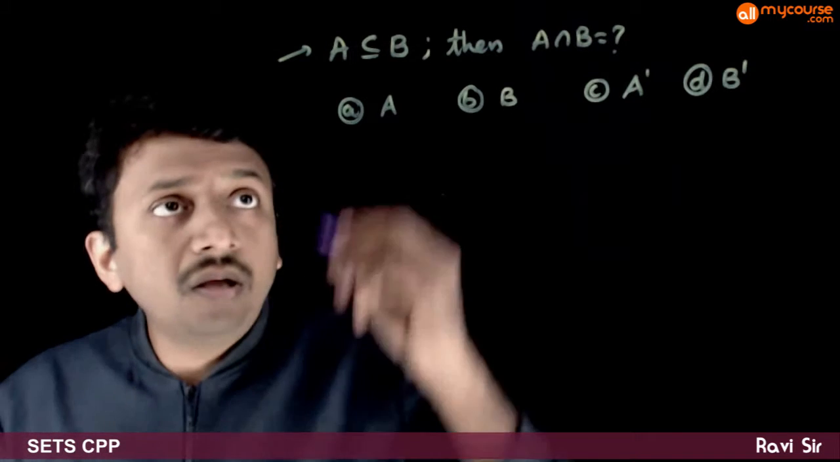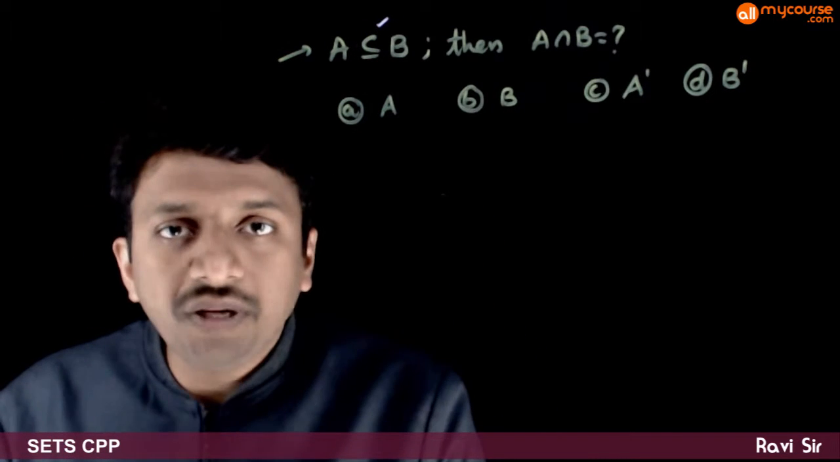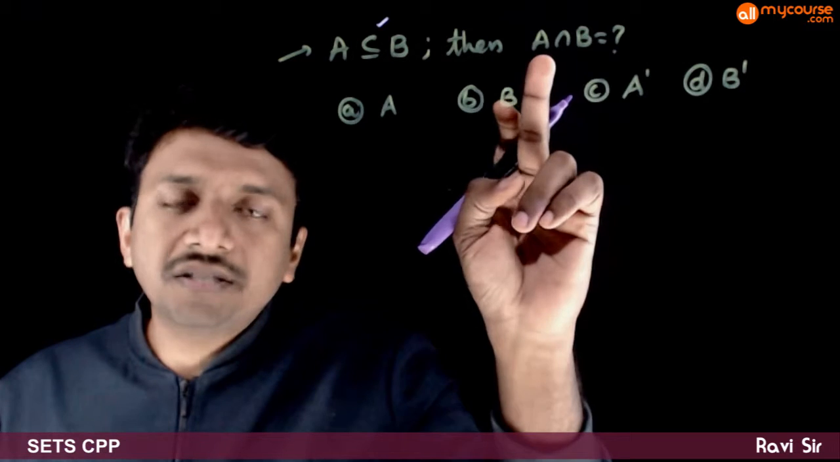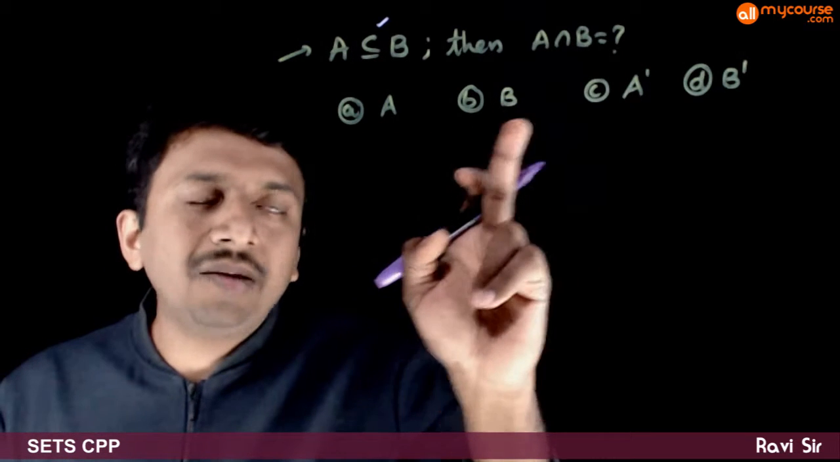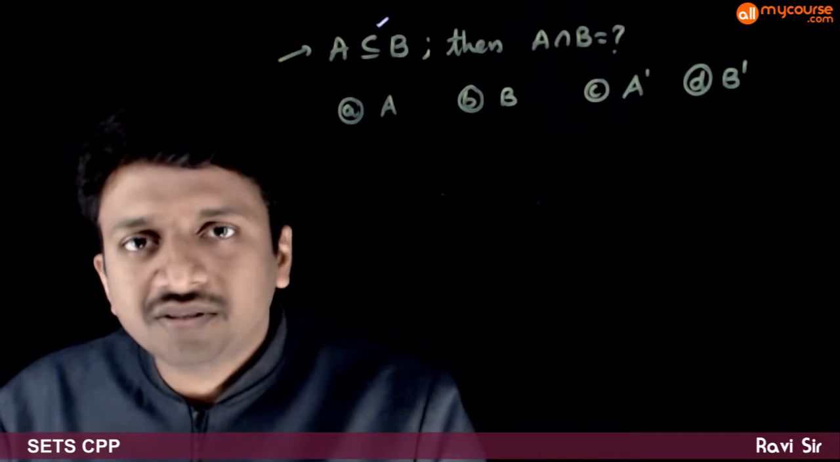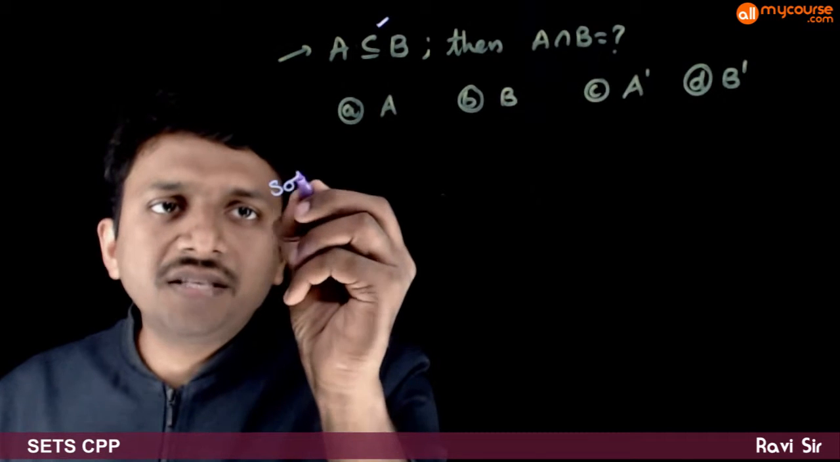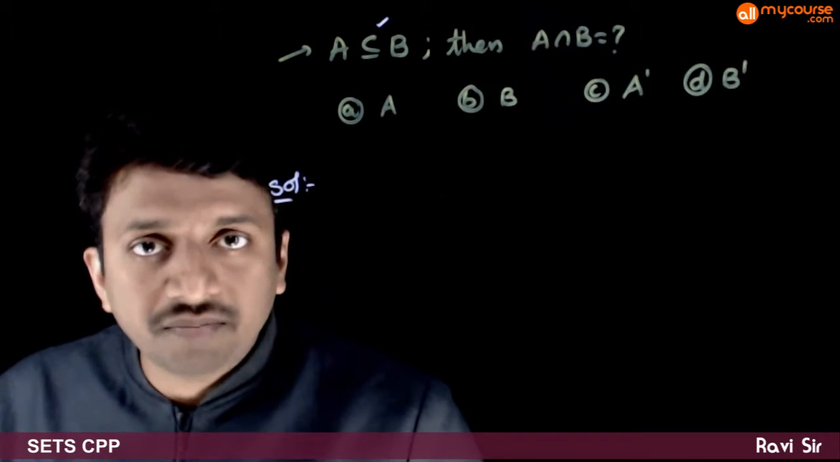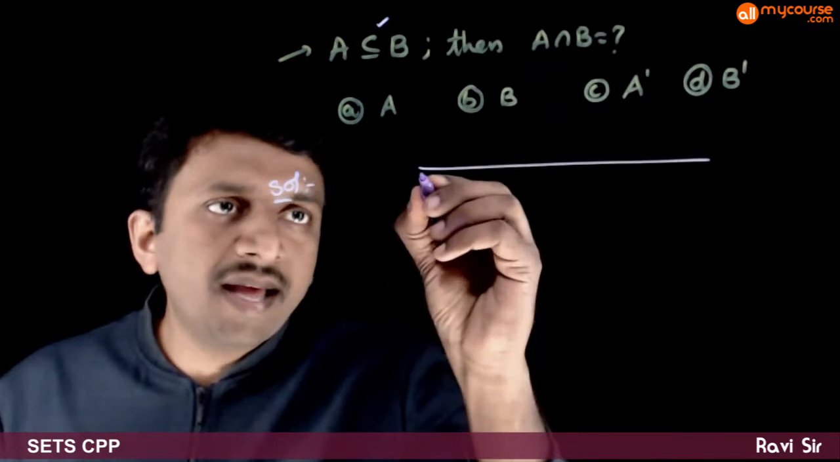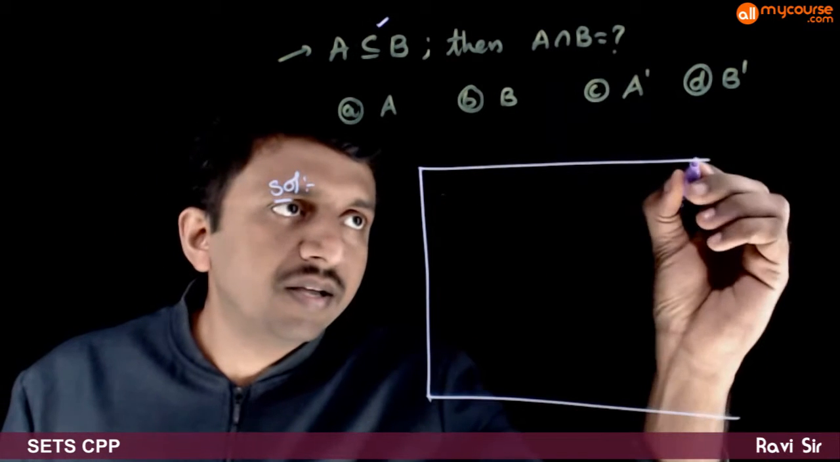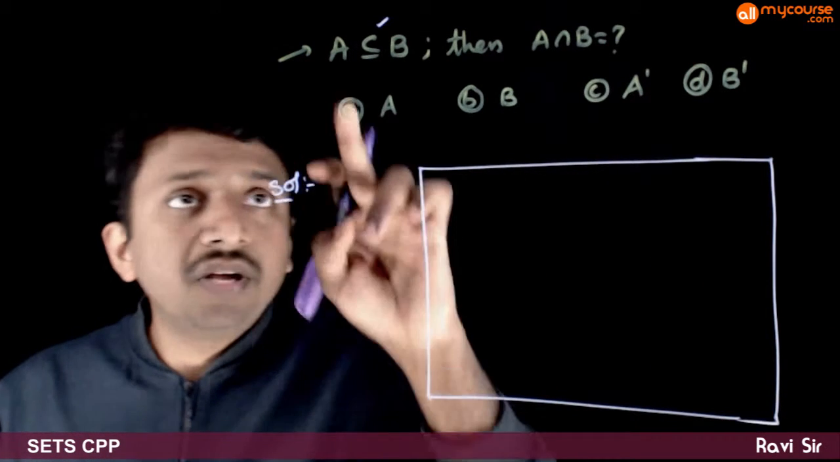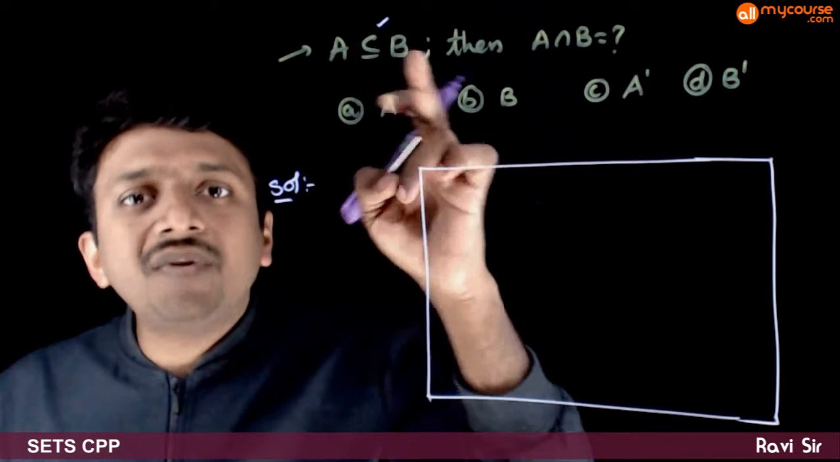In this question, you're given that A is a subset of B. Then A intersection B will be equal to which option: A, B, A dash, B dash. This can be very easily understood by using a Venn diagram. So if you draw the Venn diagram corresponding to this case, you're given that A is contained within B.